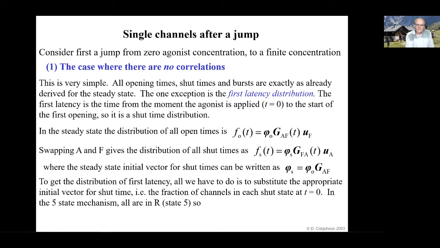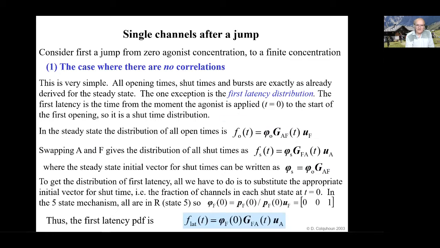So to get the distribution of the first latency, all we have to do is to substitute in the normal equilibrium expression the appropriate initial vector for the shut time, the fraction of all channels in each shut state at time equals 0. So for that 5-state mechanism we put up to begin with, they'll all be in the unoccupied state, at state phi. So phi F at 0 will be 0, 0, 1. That's state 3, 4, and 5, the shut states.